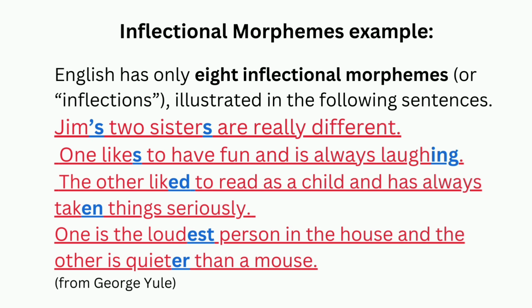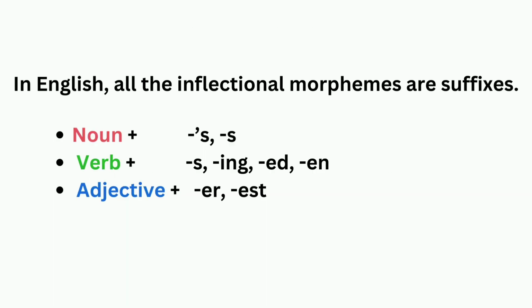These are the examples of inflectional morphemes. And you can see the details that in the English language, all the inflectional morphemes are suffixes, as mentioned here: noun, verb, and adjective. All these 8 inflectional morphemes of the English language are shown here.